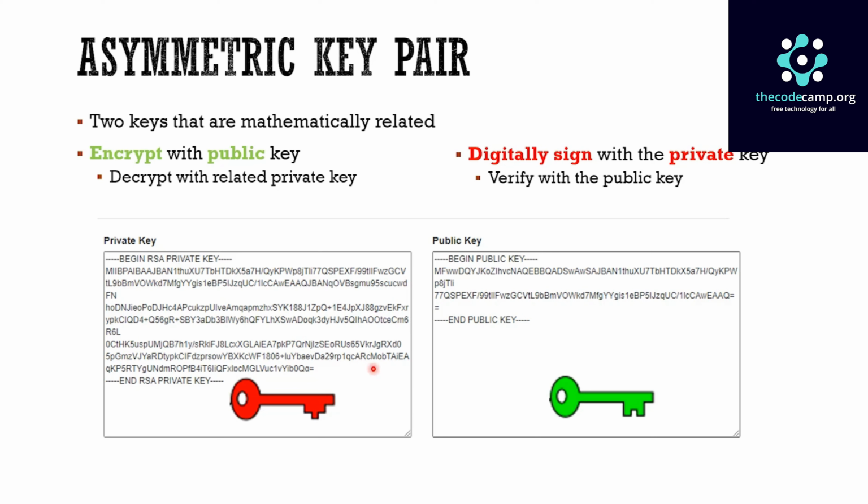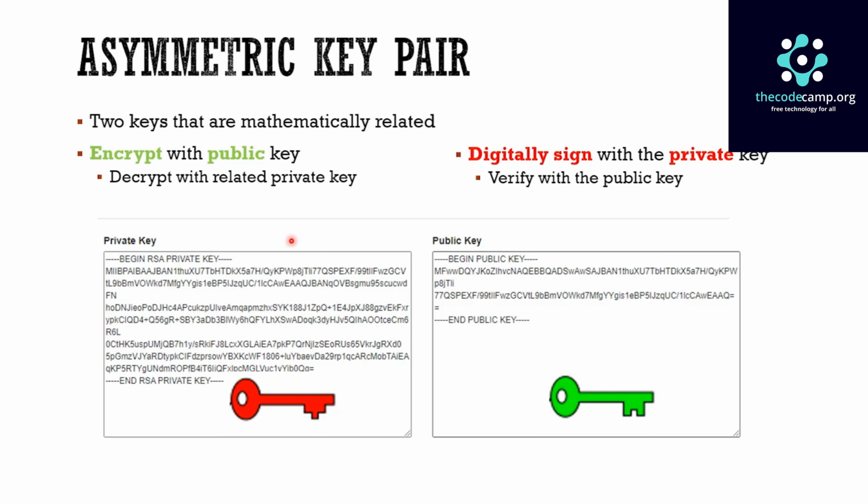Now, Wikipedia actually has a good article on this. Even if you're not very mathematical, and I'm not terribly mathematical, you can still kind of get it when you read the way they talk about it. Anyway, we'll generate two keys. They are mathematically related, okay?